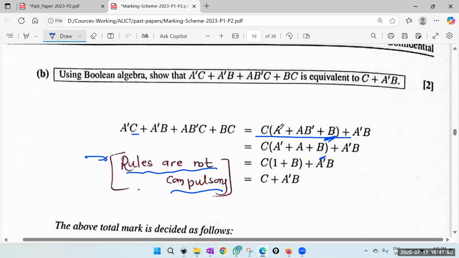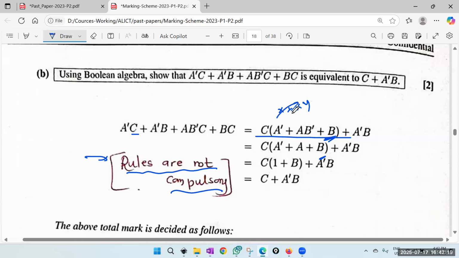Which rules has the examiner used? This is A bar. This is like X plus X bar Y. X plus X bar Y is X plus Y. That is A bar plus B bar. Okay. Maybe the examiner has written it for this one then.